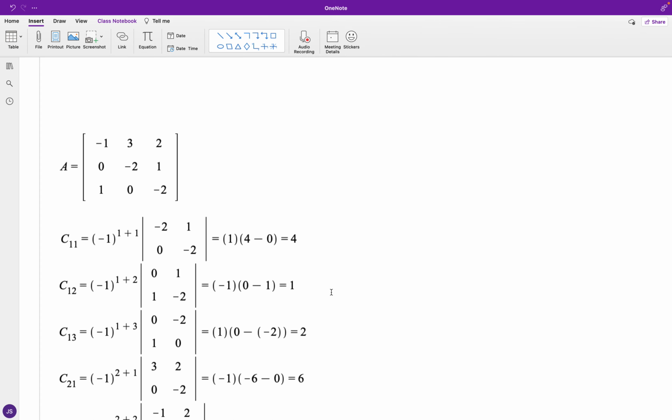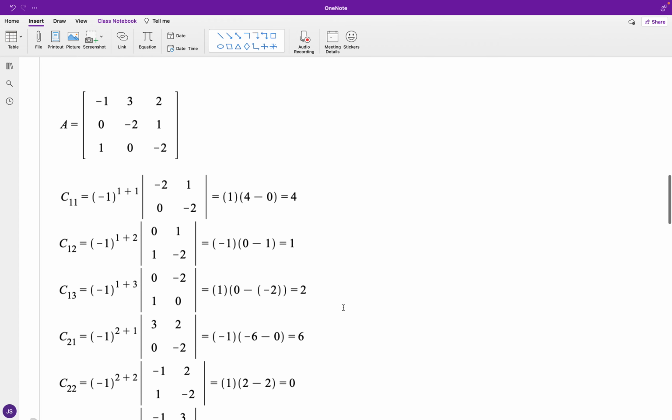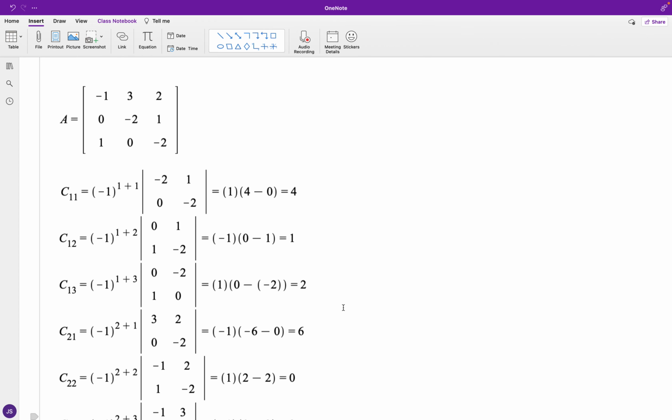For the first row, second column, if I cover up the first row as well as the second column, I have 0, 1, 1, -2 exposed. For -1 to the third, that is -1 times the determinant of 0, 1, 1, and -2. So we have -1 times -1 comes out to +1. For the first row, third column, we have -1 to the fourth power, which is 1. Covering up the first row, last column, I have 0, -2, 1, and 0. This translates to +1 times +2, which comes out to 2.